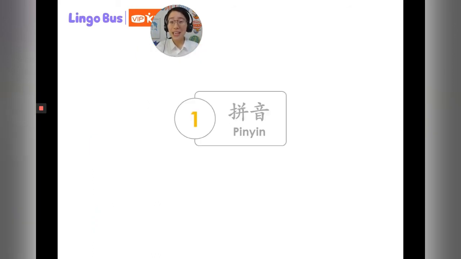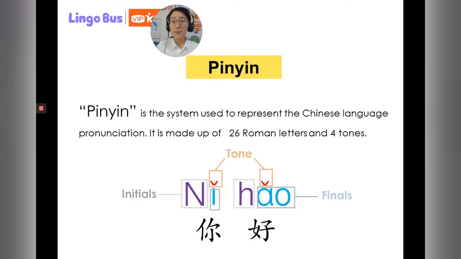Let's start with Pinyin. So what is Pinyin? Pinyin is the system used to represent Chinese pronunciation. It is made of 26 Roman letters and 4 tones. In Chinese, we have 2 sets of symbols. One of them is Pinyin, the phonetic system. The other one is the Chinese characters, the written system. Let's look at an example here. As you can see on the screen, there are 2 Chinese characters, 你好. That means hello in Chinese.